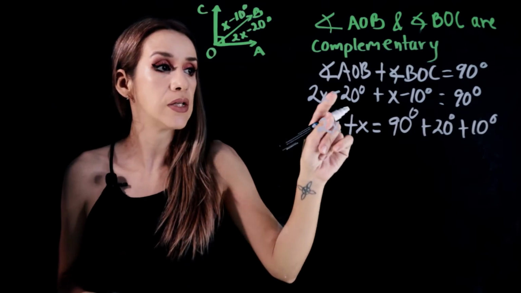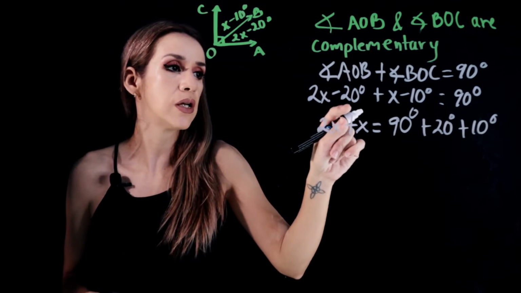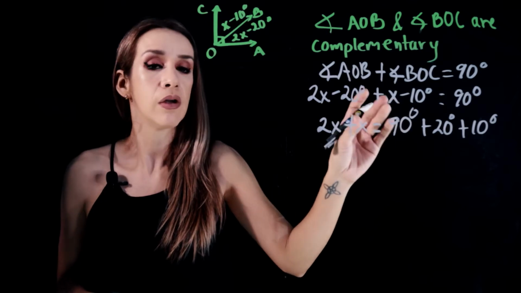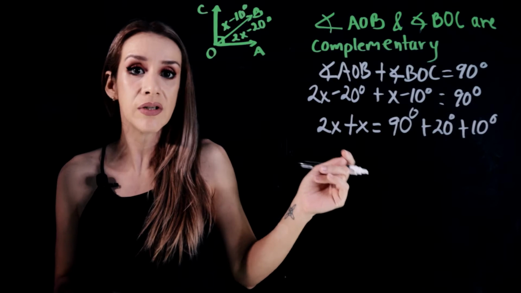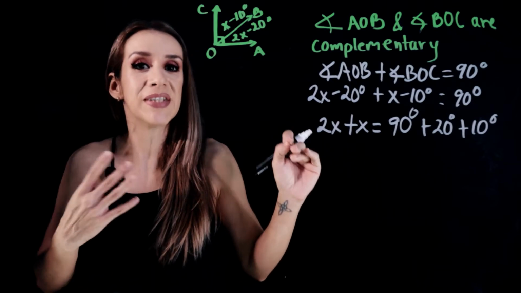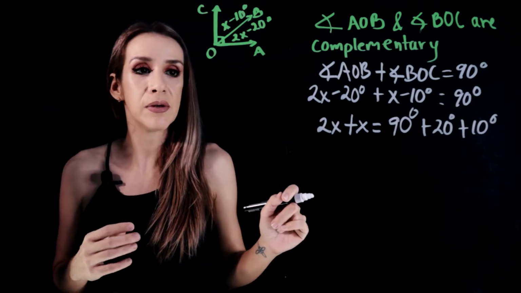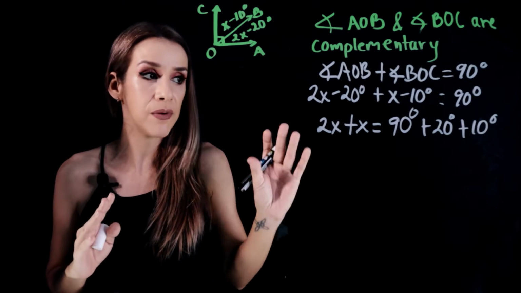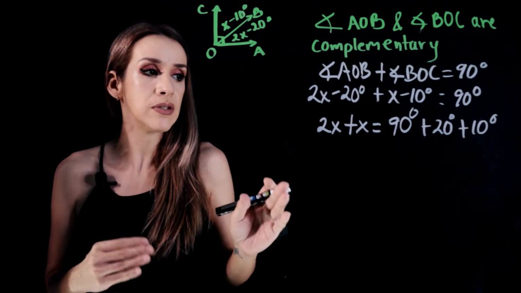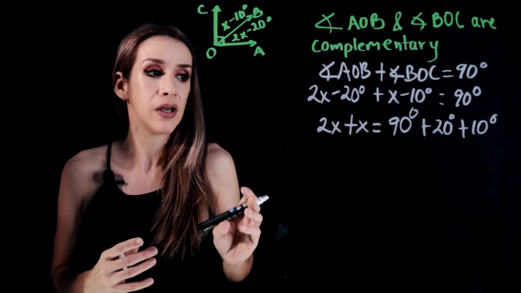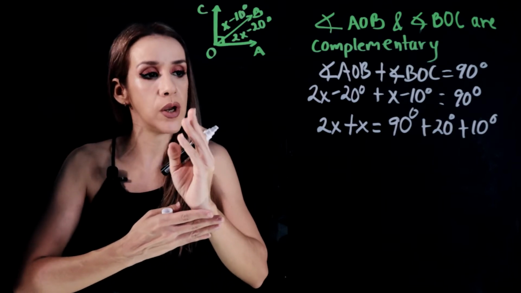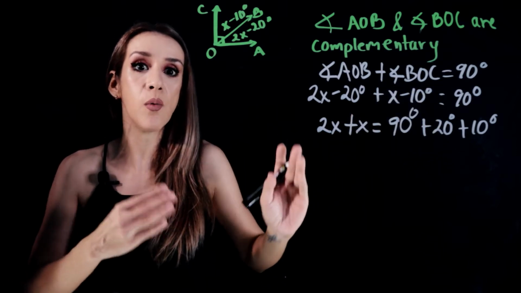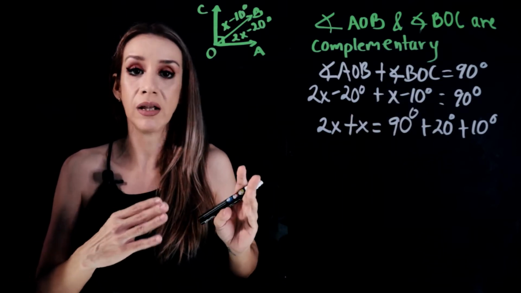If you notice, I moved these terms, negative 20 and negative 10, from this side of the equation to the other side, but something changed too. We changed the sign, right? So be careful with that. This is a very common mistake. When my students work with algebra, they think that when they move one term from one side of the equation to the other side, they always need to change the sign, and that's not true.